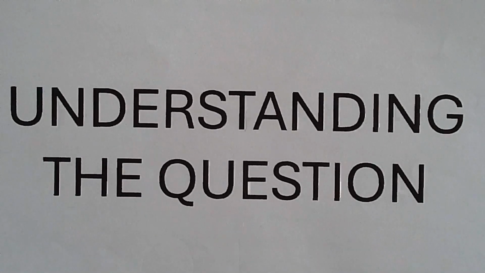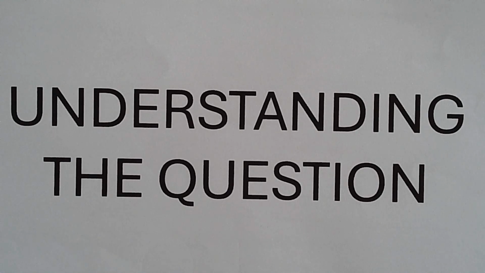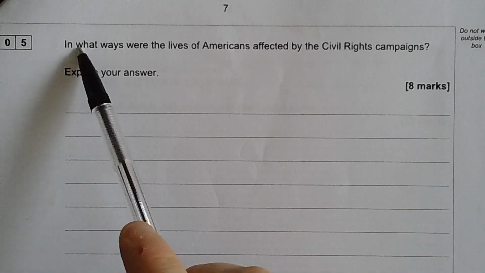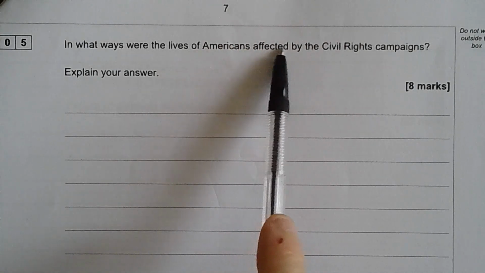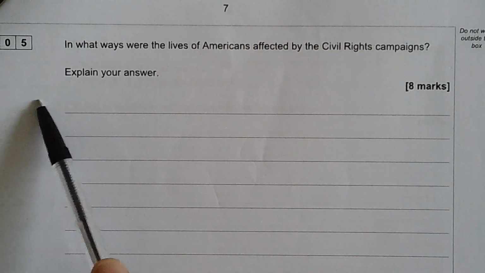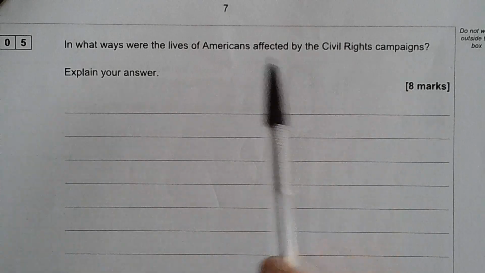So as with any of our questions, we need to be first of all reading the question and understanding what the question is asking us about. So first of all, the question for question 5 asks us, in what ways were the lives of Americans affected by the civil rights campaigns? Explain your answer. 8 marks.